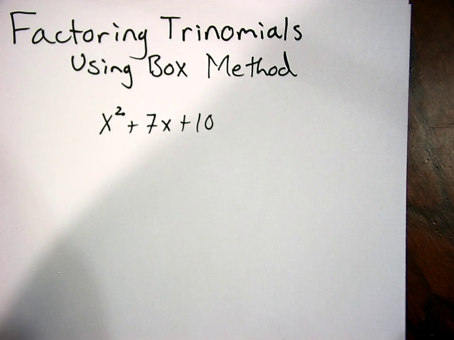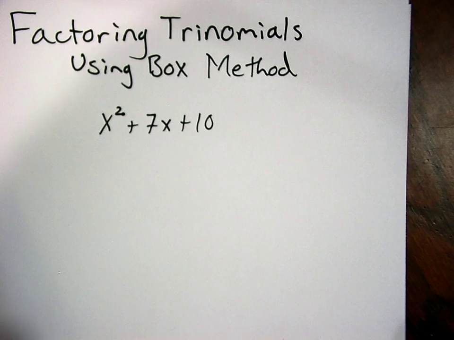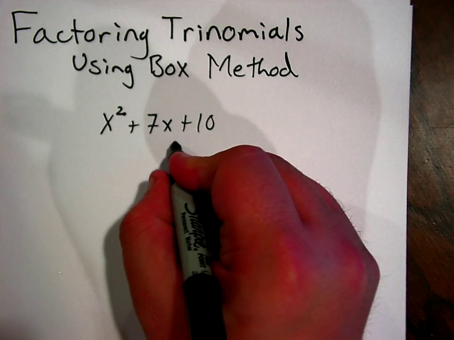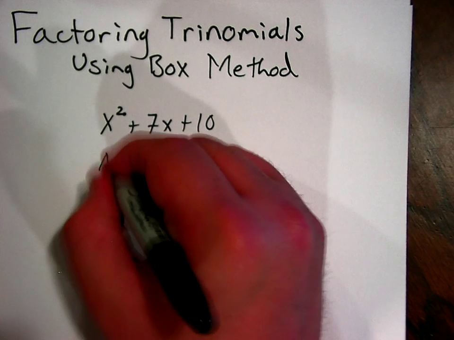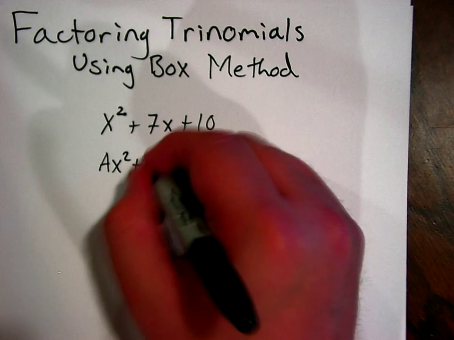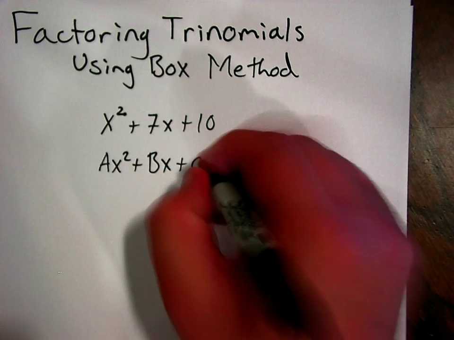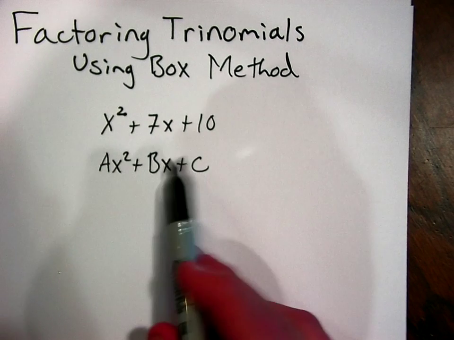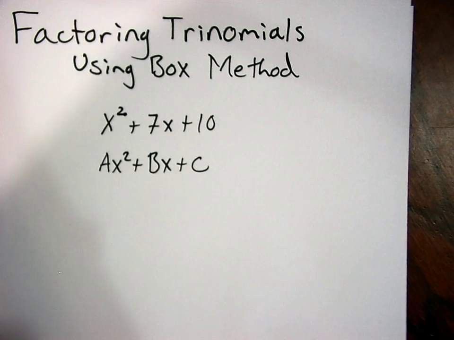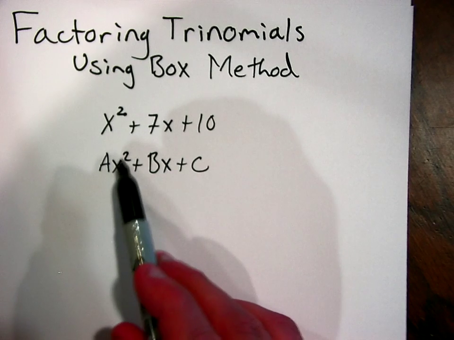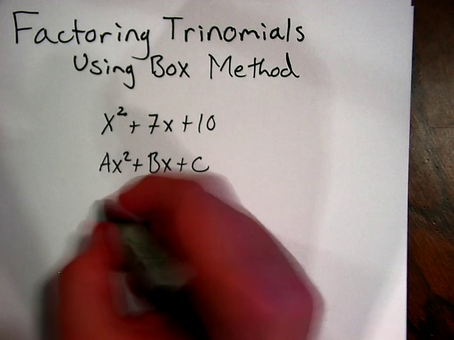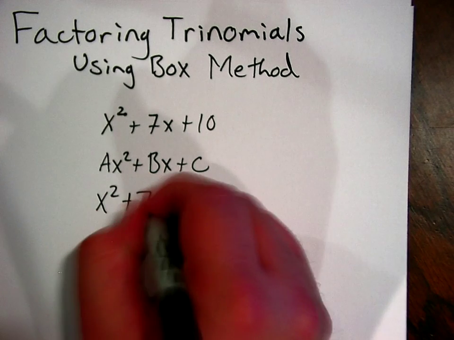Now, remember, anytime you're doing this, the easiest way is to make sure that your quadratic is in standard form, and that is where you have ax squared plus bx plus c. The first term is the x squared term, the second term is x, and the third term is c. You just order it by highest exponent to smallest exponent. Okay, so let's take a look at factoring this x squared plus 7x plus 10.